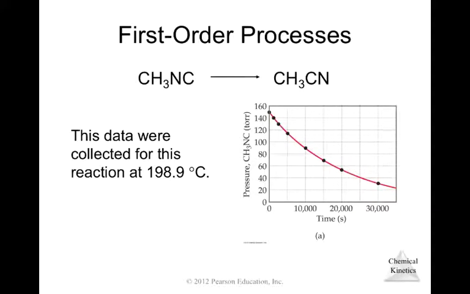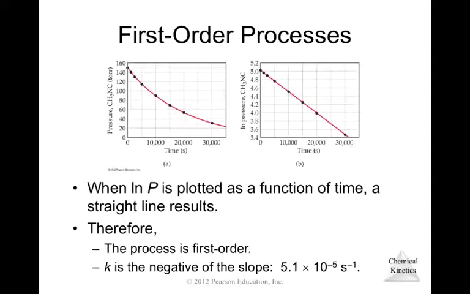And so here's our reaction. If we collect the data for this over time at a certain temperature, this is the line we get, right? So it's clearly not a straight line, and we're not quite sure what order reaction this is. Well, if we were to graph the natural log of the pressure, pressure is just a substitute for concentration, which is fine to do as long as you do all pressure or all concentration. When you plot the natural log of the pressure as a function of time, you get a straight line, right? And that's what we said happens with a first order reaction. So therefore, we can say that process is first order.